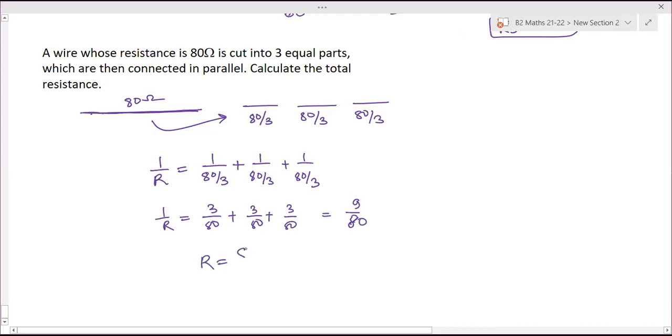So R is equal to 80 by 9, 8.88 ohms. Clear?